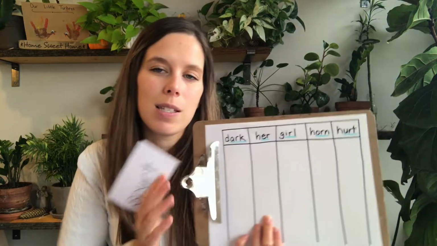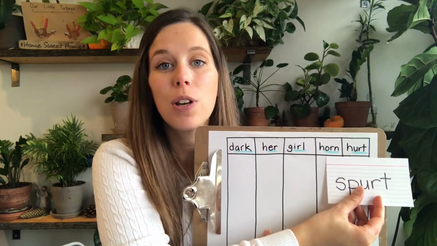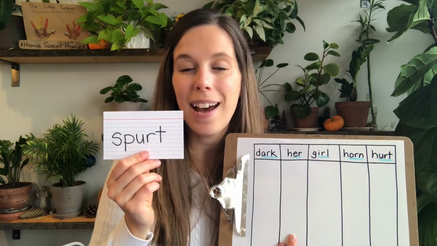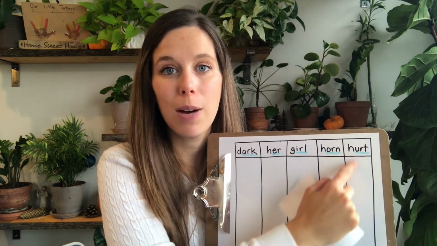And then, this is a smaller version of my whiteboard, but they would take this card and they would physically go up to the whiteboard and they would tape it under the column hurt. And then the rest of the class would write the word down in their own books, and they would write spurt down this column.